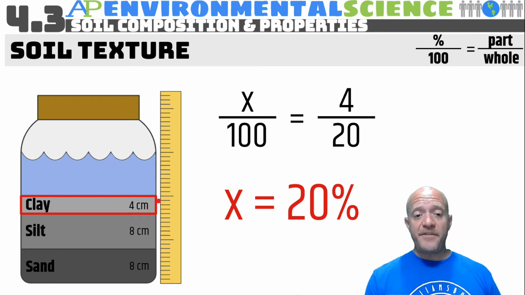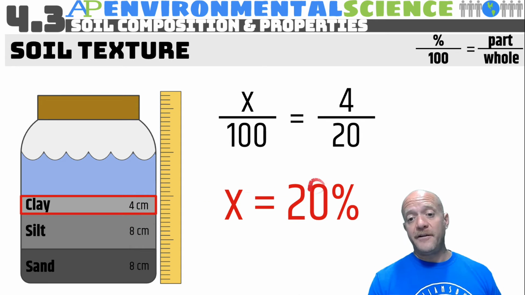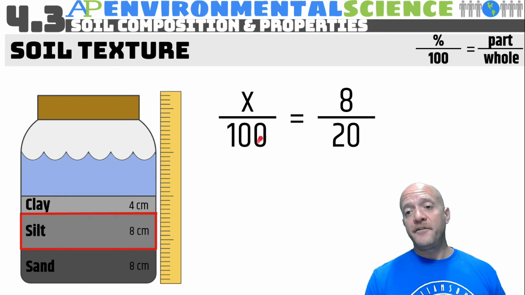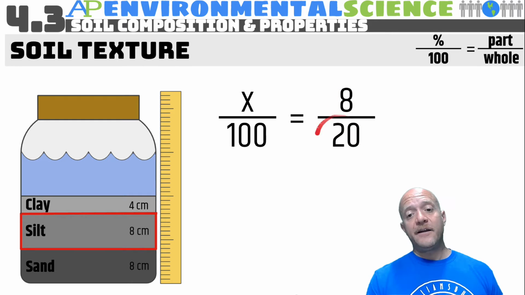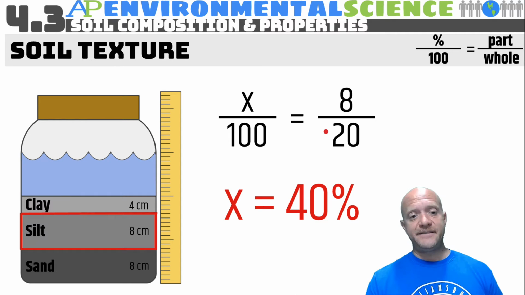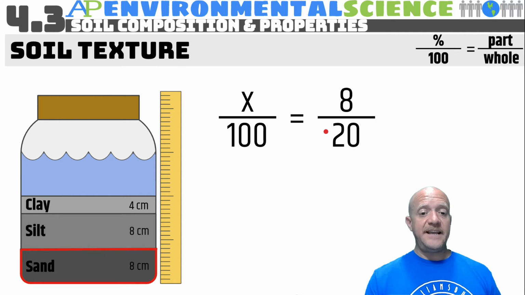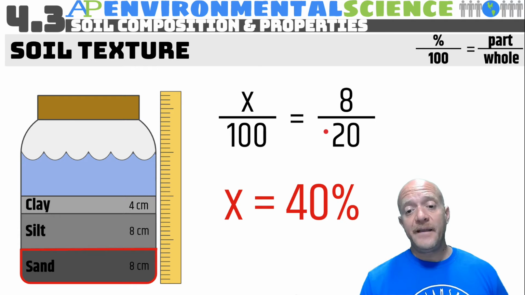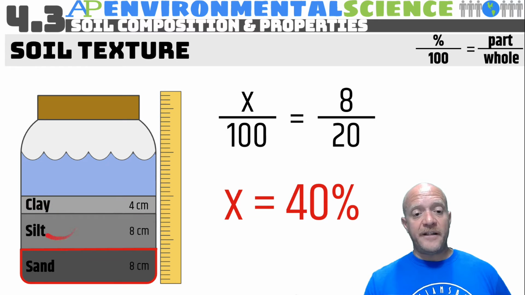Now let's do the same thing for silt. Obviously, 8 is twice as big as 4, so I bet you can already predict what this is going to be. But let's plug in the numbers. Percent over 100 equals the part over the whole, the silt component over the entire soil component. 8 over 20 is 40%. And finally, the sand component, same exact formula, x over 100 equals 8 over 20. That is 40%. Now we're going to remember these percentages: 20 for clay, 40 for silt, 40 for sand.